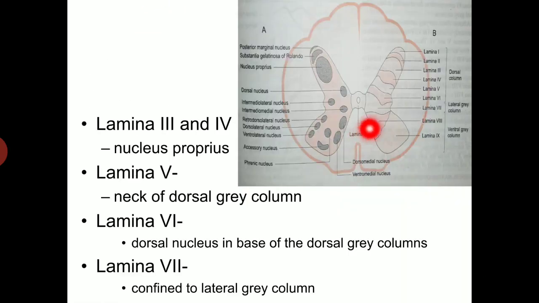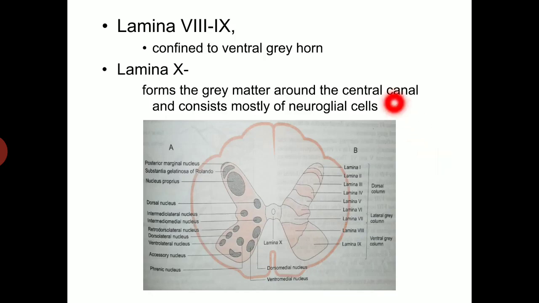Lamina 3 and 4 correspond with nucleus proprius. Lamina 5, neck of dorsal gray column. Lamina 6, base of dorsal gray column. Lamina 7, confined to lateral gray column, including dorsal nucleus. Lamina 8 and 9, confined to ventral gray horn. Lamina 10 forms gray matter around the central canal and consists mostly of neuroglial cells.